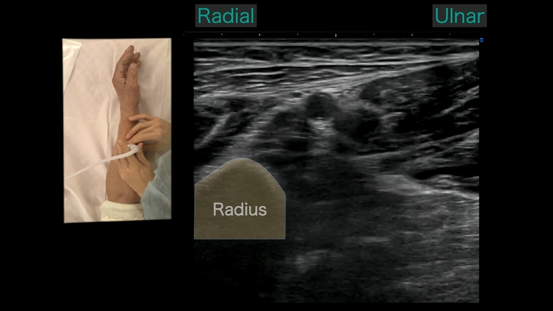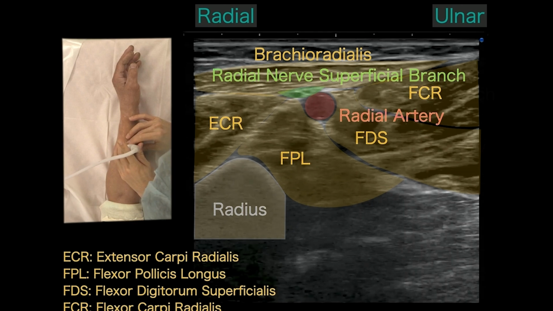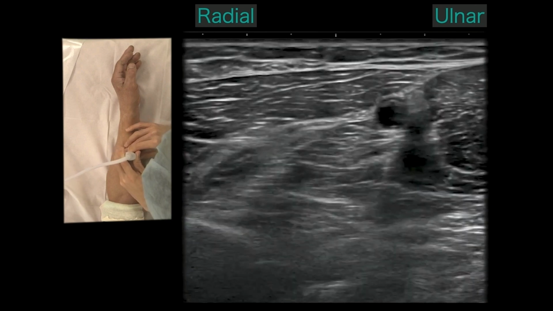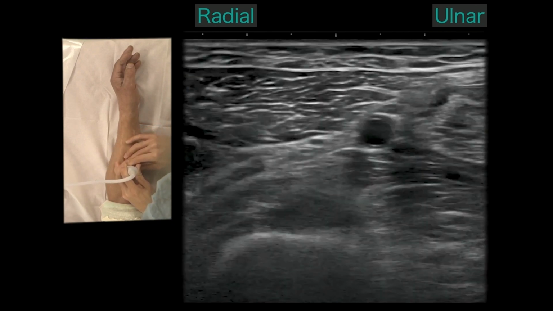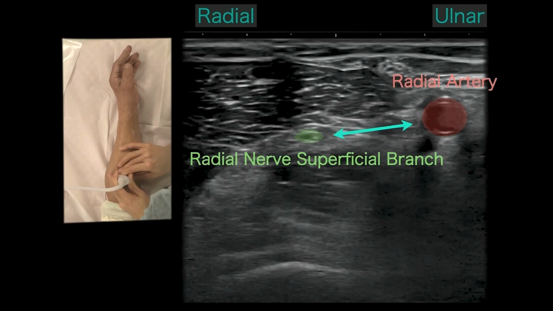In the middle of the forearm, the nerve is still near the radial artery and is surrounded by flexor and extensor muscles. Let's move the probe further proximally. In more proximal areas, the nerve travels away from the radial artery. In this area, the superficial branch can be blocked safely.